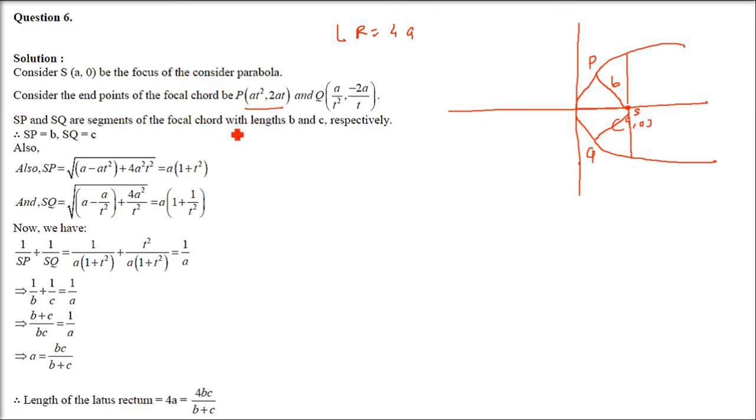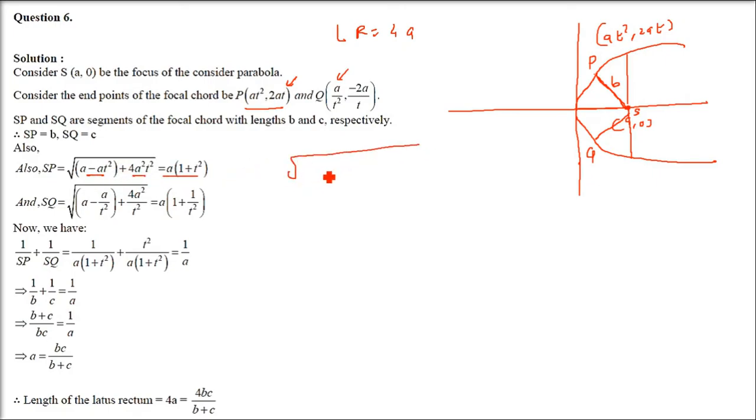If the parabola is y square equals 4ax, one point is (at square, 2at). The other point Q we have taken as (a by t square, minus 2a by t). This you have to remember. So I have taken this P point like this. Now the distance of this from (a, 0). So this is simply a minus at square whole square plus 0 minus 2at whole square.